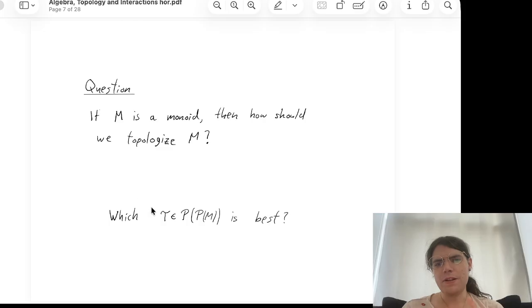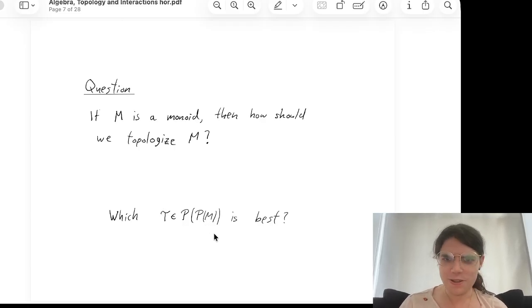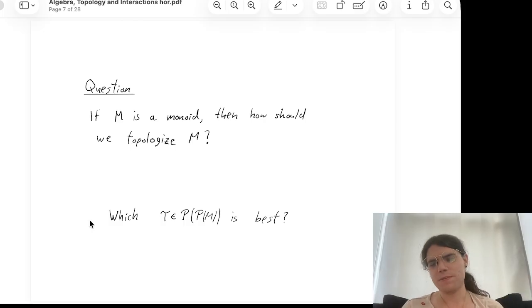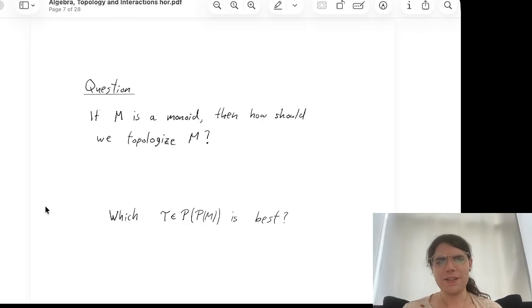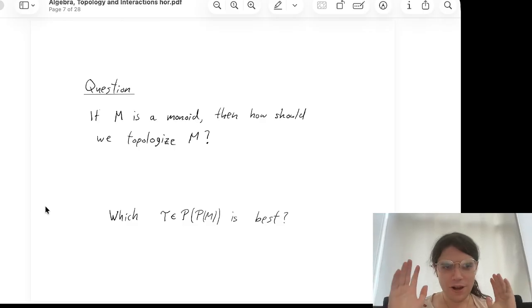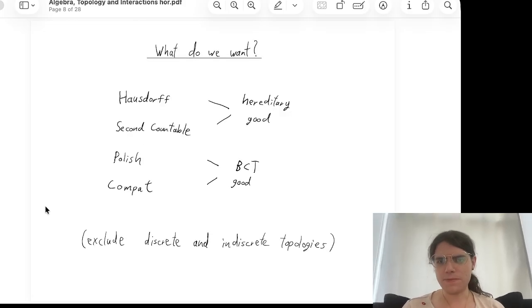Now, when you look at it from a certain perspective, this is a very hard question, because you're asking which element of the power set of our monoid is the best topology. A topology is a family of subsets of a set, so it's an element of the power set, and this is really big. There are lots of topologies on a given set, assuming the set's reasonably big. So if you haven't thought about it much, this sounds like a very hard question, and it is quite a hard question in the general case, but you can pick a best one in many natural cases.